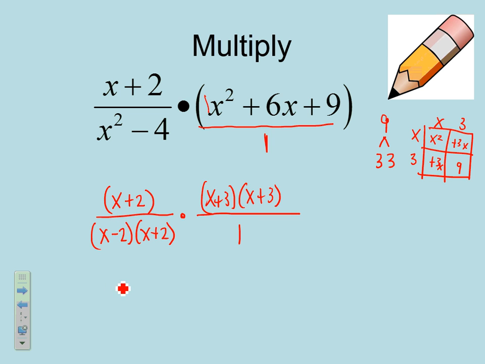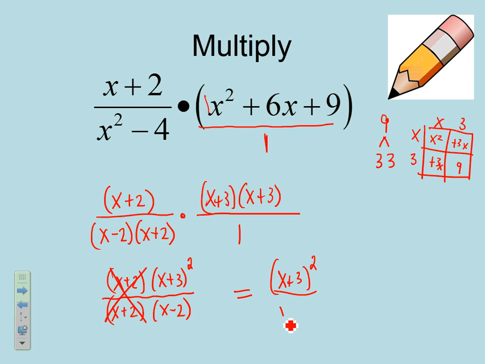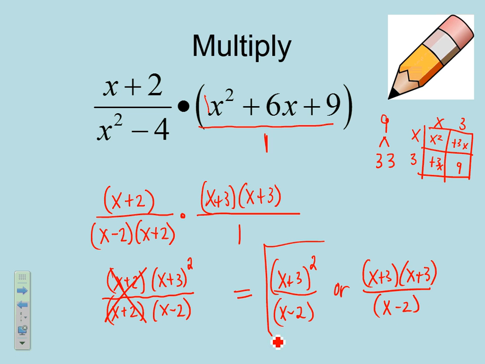Okay? Now put everything on top together. X plus 2 times x plus 3. And we could really say that's x plus 3 quantity squared because there's 2 of them. X minus, we'll put the x plus 2 first. Then we'll do the x minus 2. And times 1, we don't really need to take that times 1 because anything times itself is 1. And then we'll cancel what looks alike. The x plus 2's look the same. So we're left with x plus 3 quantity squared over x minus 2. Now, could you say x plus 3 times x plus 3 over x minus 2? Certainly. Both of those answers will work.